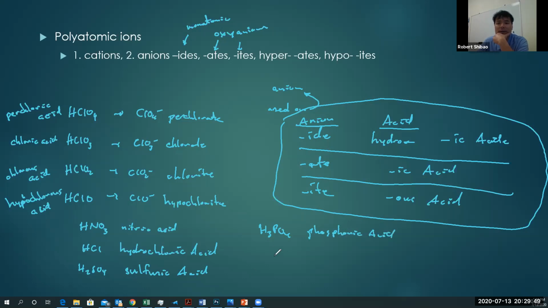Acetic acid is very common. Acetic acid is HC2H3O2. That's acetate. So acetate goes to acetic. And so this would be acetic acid.